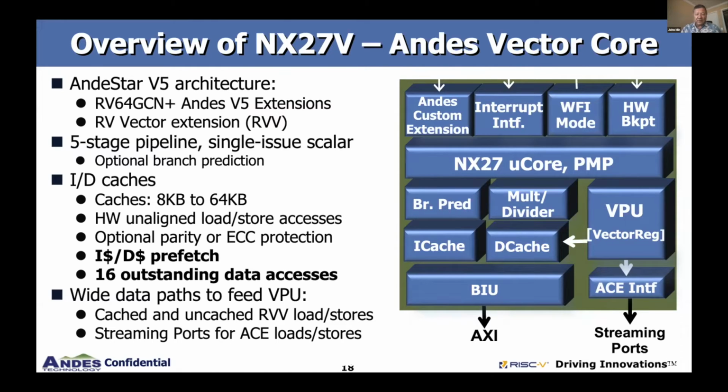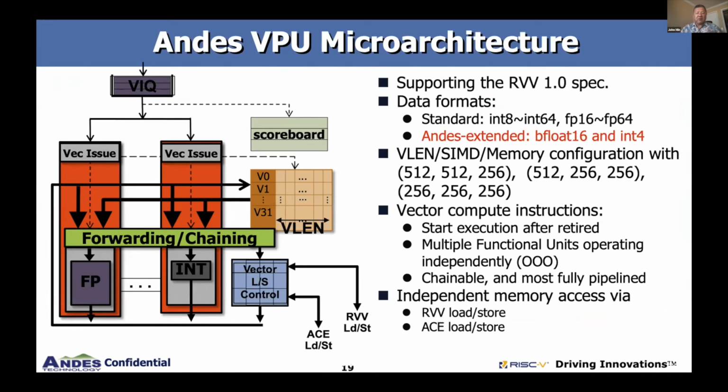There are two ports. There's an AXI system port, and then there's a stream port, a custom port to move the data as well. The vector unit could get the data from AXI as well as stream ports. And this is what our CPU microarchitecture looks like.